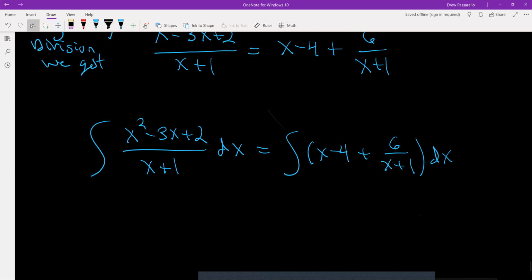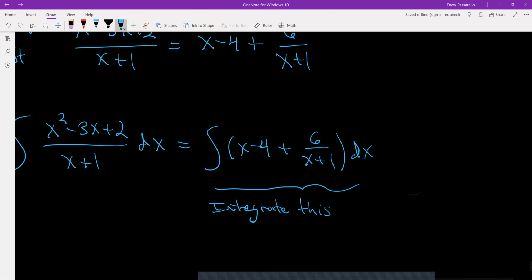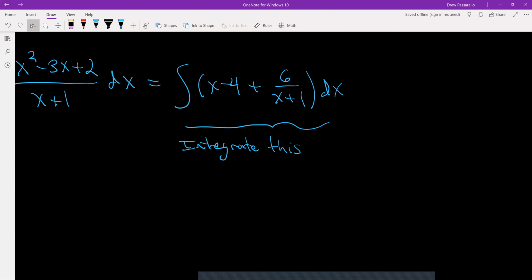So now you can integrate this. All right, so I have 3 terms here. If I want to be real thorough about it, I can write it as the integral of each term. So the integral of x dx, and then the integral of -4 dx, and then the integral of 6 over x plus 1 dx.